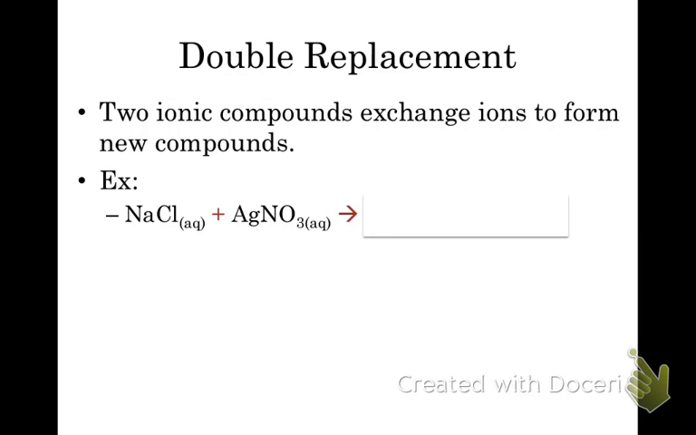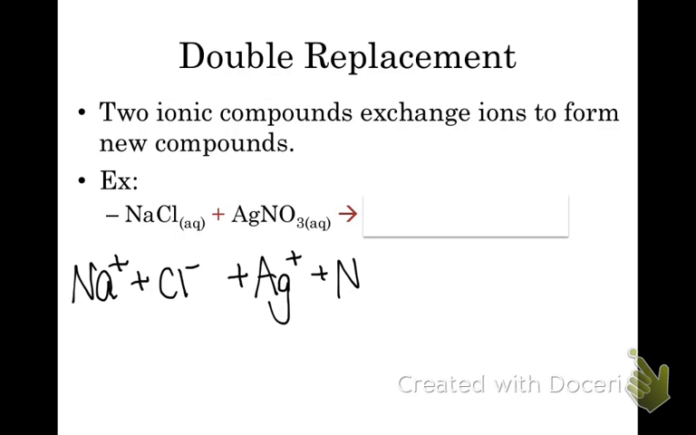Alright, so next is double replacement. Here, two ionic compounds exchange ions to form new compounds. So we'll take a look here. We have Na and Cl. So I know I can form them into ions, Na plus and Cl minus. And over here we have Ag plus and NO3 minus. Remember, NO3 is something from table E. It's a polyatomic ion from table E. So we'll keep all that together.